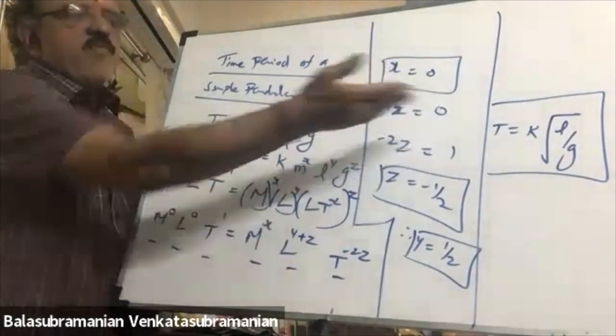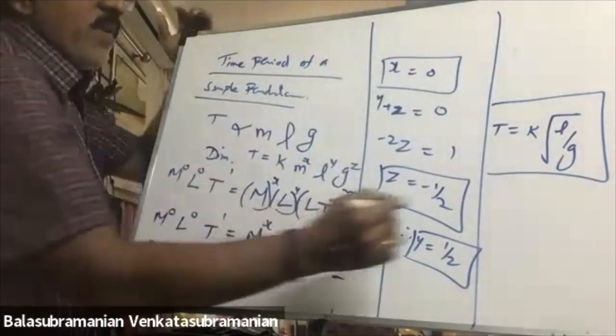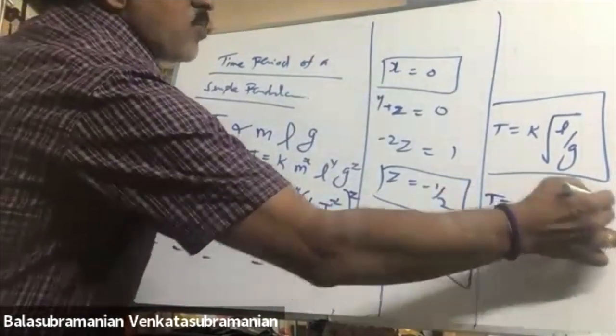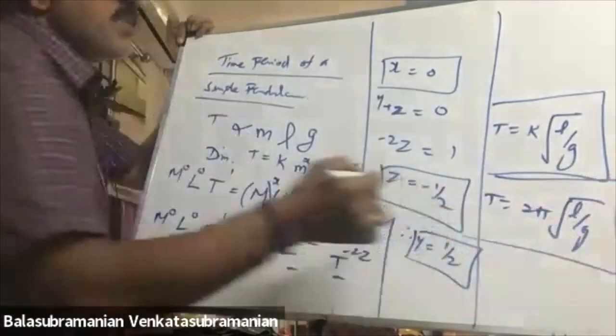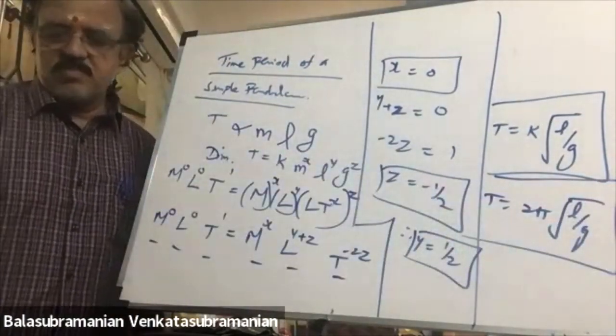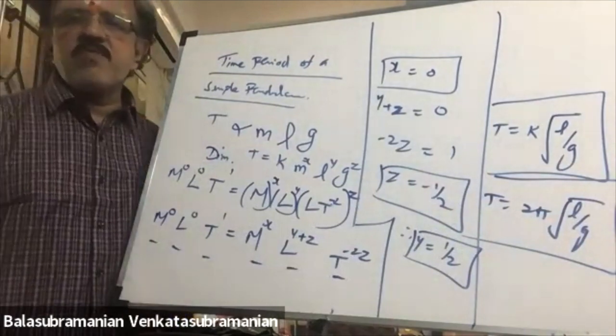So this is the formula for a simple pendulum. You know very well, T is equal to a constant, 2 pi. So 2 pi root of L by G is the formula for the time period of a simple pendulum. So the second most important point we have discussed.